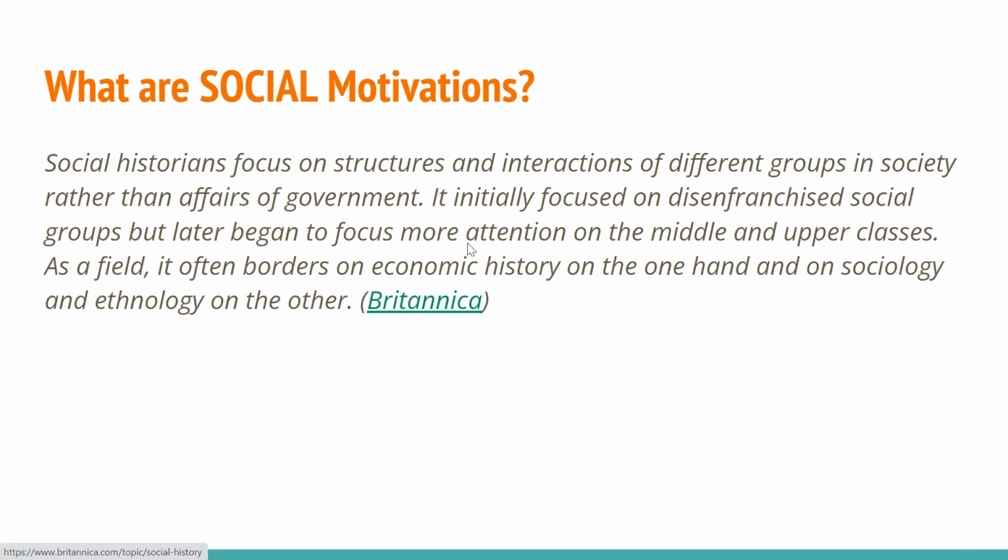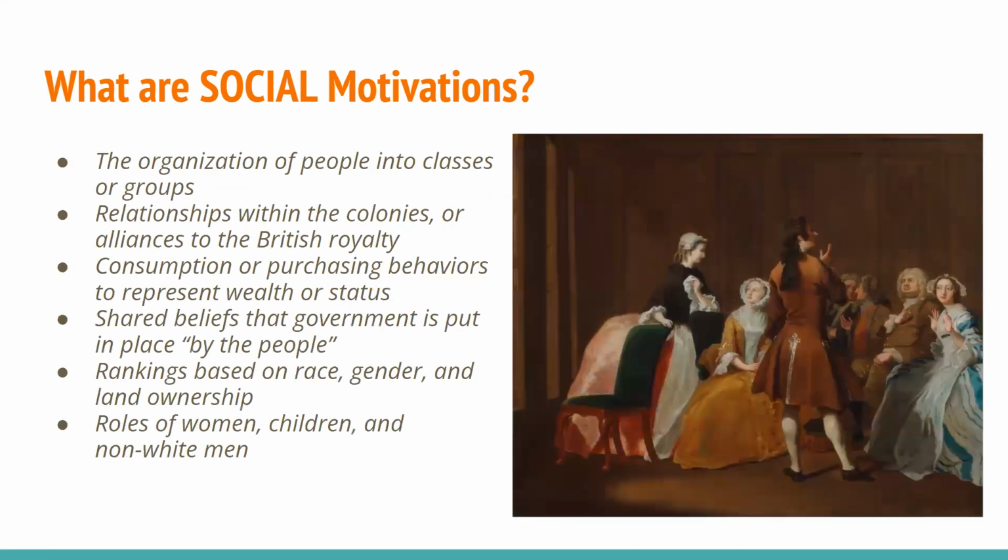Okay, social. What am I talking about? Social historians focus on structures and interactions of people, groups, and society rather than affairs of the government. Social history initially focused on disenfranchised people, like women, children, people of color, Native Americans, enslaved people, right? Those kinds of folks were the ones social historians were looking at. But later, historians also looked at the middle and upper classes. As a field, social history includes economic history as well as sociology and ethnology. Now you can take a picture of that. You can pause this and try to paraphrase it, or you can move on to the next slide, which gives you a little bit more information.